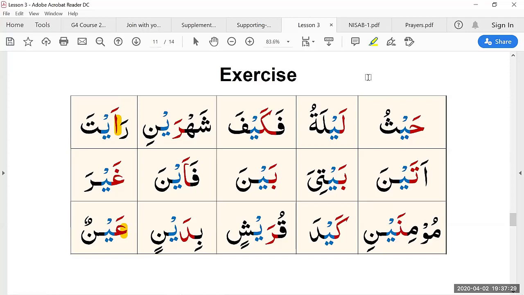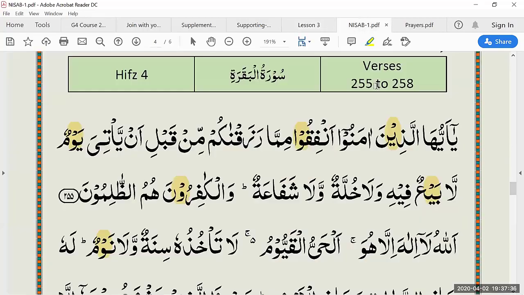So, that's all for today's lesson. Now I will hand over to the TA, and with the TA, you can practice more, but you will just apply the rules to the Holy Quran. So, Jazakumullah. I'll just share my screen.